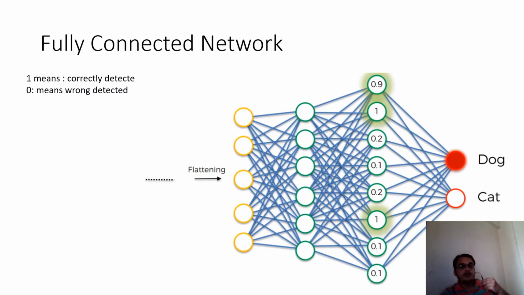Next, fully connected layer. So this is a fully connected layer. At the end you have to detect all the parameters together. So whether it's a cat or dog, 1 stands for correctly detected, 0 stands for wrongly detected. It's your role to detect it carefully.